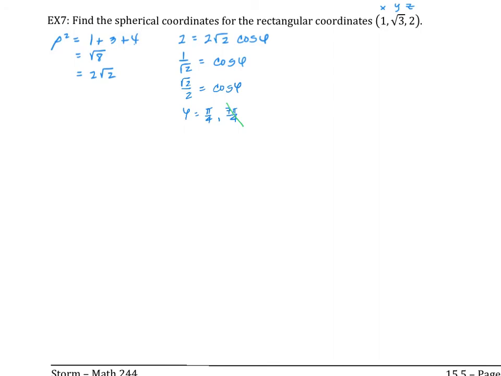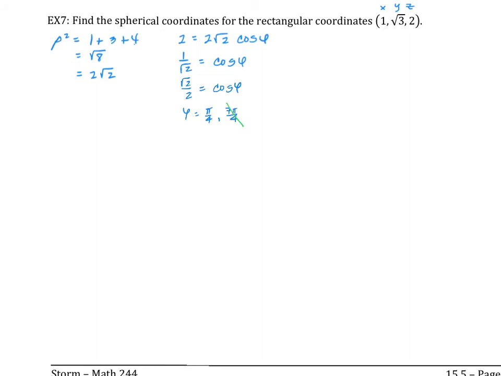Also notice that my x is positive, y is positive, and z is positive, so that's going to be in the first octant. If we were just looking at x and y as 1 and square root of 3, that would be in the first quadrant. So that's going to be pi over 4. Remember, you're going to have choices, and it depends on your x, y, z, what octant it's in.